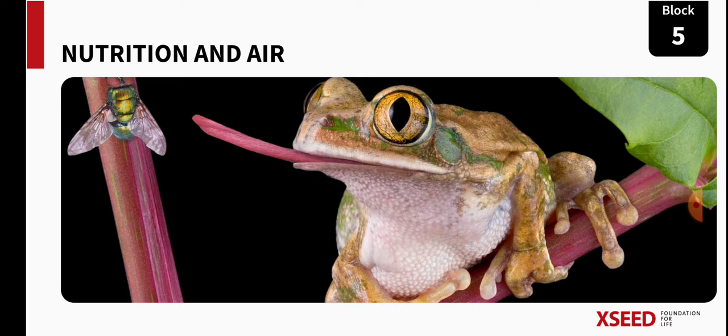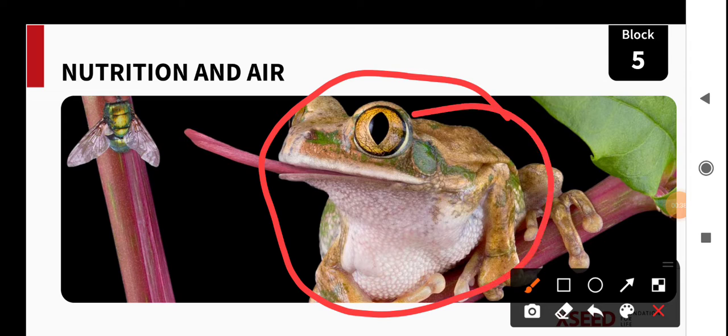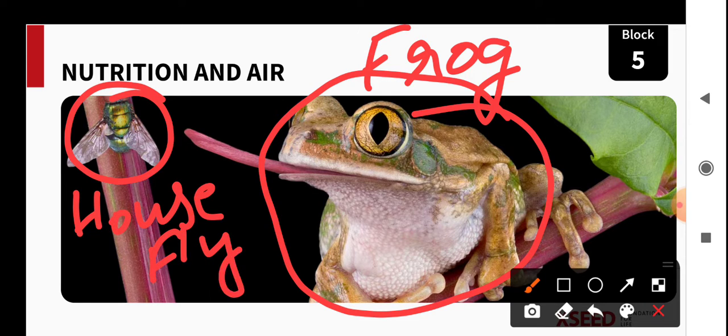Now look at this picture. Which animal is it in this picture? It's a frog. Yes, you can easily identify it's a frog. It's looking at a housefly, so an insect. It's trying to eat this housefly.